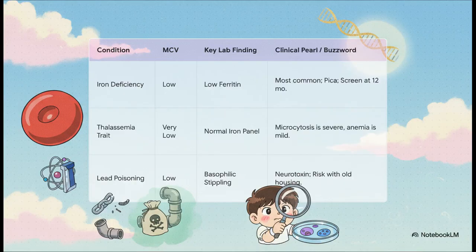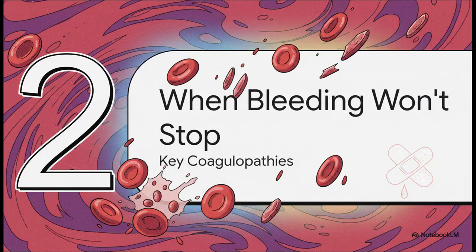Now this is your high-yield cheat sheet for exams. Seriously. All three of these conditions give you small red blood cells, but just look at what separates them. Iron deficiency, by far the most common, is going to have low ferritin. Thalassemia trait, on the other hand, has a crazy low MCV, but the iron panel is totally normal. And for lead poisoning, your PANCE buzzword is basophilic stippling. You gotta know that.